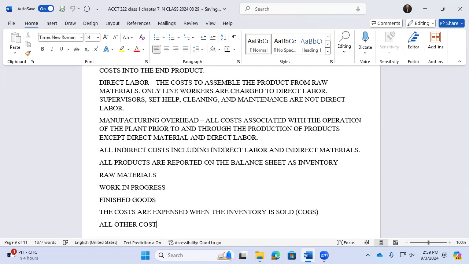All other costs are period costs and are expensed. They're expensed when they are used.